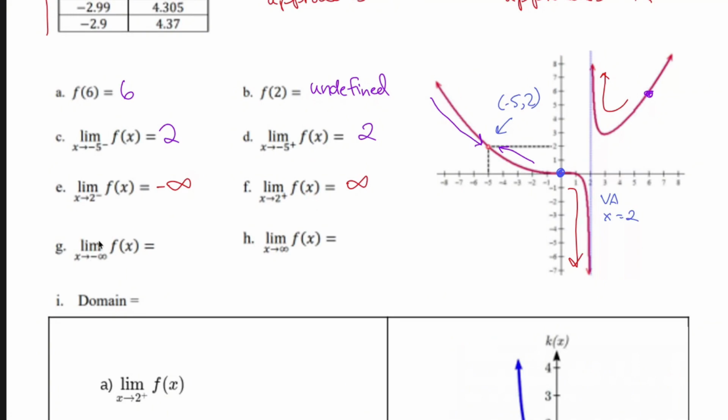As my x values decrease without bound, I'm going to the left. It looks like I'm going up to infinity. And similarly, as I go to the right, I'm also going up to infinity. The numbers that I'm not allowed to plug in were -5 and 2. So my domain is everything up until -5, union from -5 to 2, union from 2 to infinity and beyond.